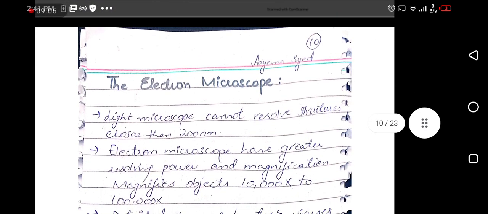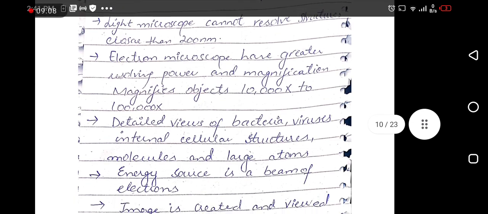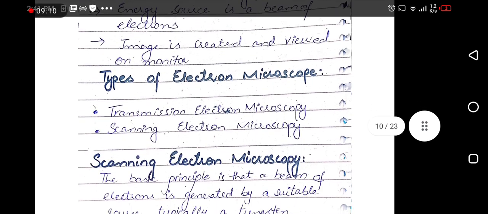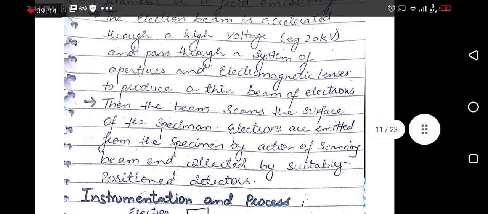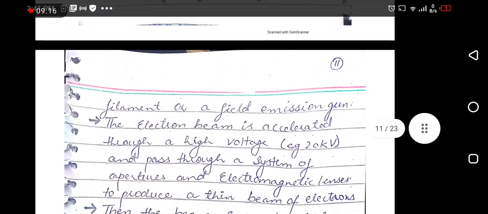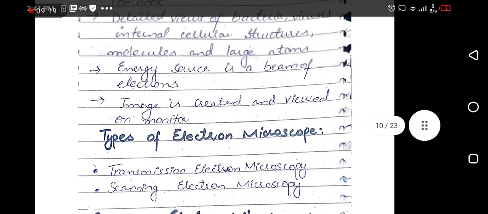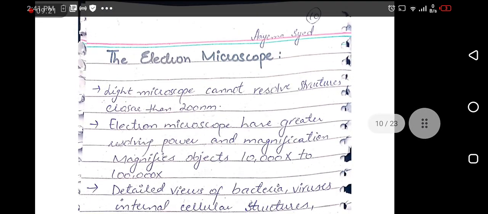In the next video, we are going to study the electron microscope, its types, scanning electron microscopy, and then transmission electron microscopy. For this, go to the next part mentioned in the videos.